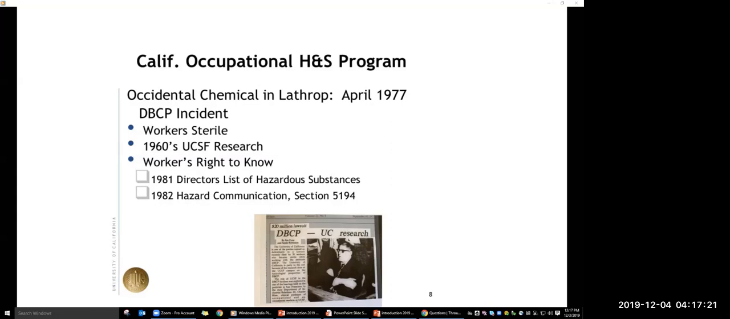This incident led to numerous public hearings and resulted in an emergency DBCP regulation, along with the creation of the 1981 Department of Industrial Relations Director's List of Hazardous Substances. It also led to the first workers' right to know regulations in the U.S., the Hazard Communication Standard in 1982. It was the Cal OSHA Hazard Communication Standard on which the first OSHA HAZCOM standard was based.